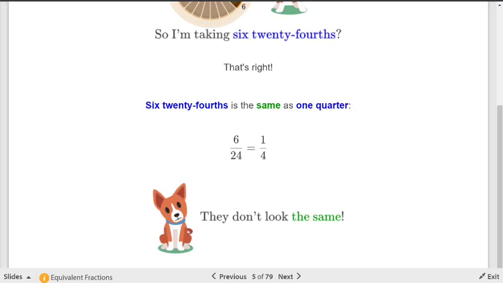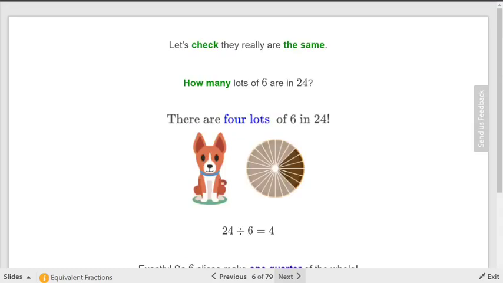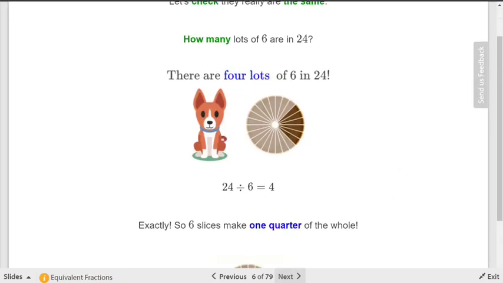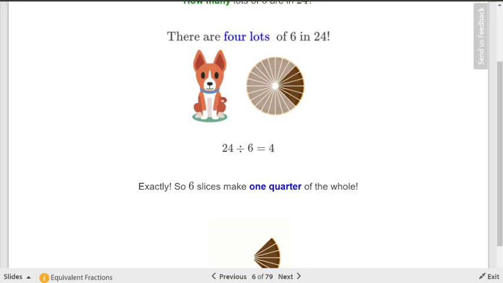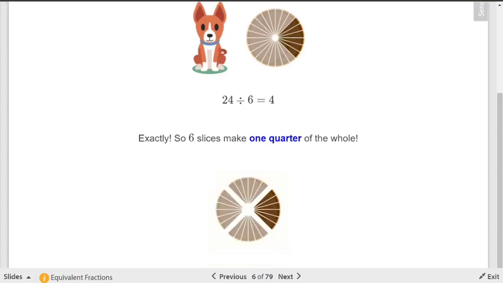All right. So even though these two fractions don't look the same, they have exactly the same value. They are equivalent fractions. So we're going to spend some time doing that. Here's another way of looking at it. It says there are 4 lots of 6 in 24. So 24 divided by 6 gives you 4. So it's exactly 6 slices to make 1/4 of the whole.